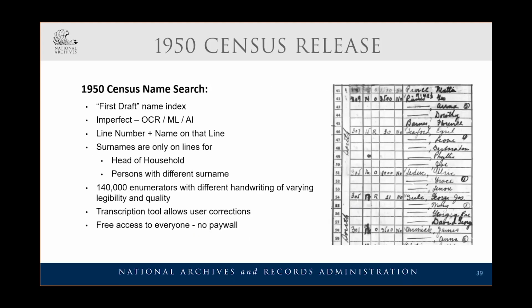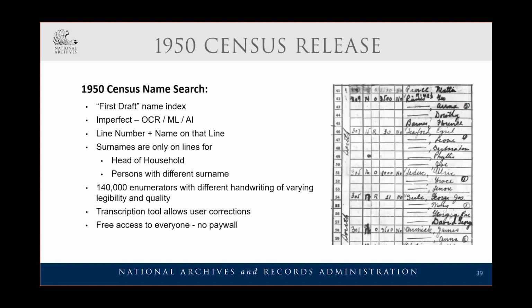The name index available on April 1st will be a first draft. Optical character recognition, machine learning, and artificial intelligence are wonderful technologies, but they cannot produce perfect results. The OCR scanning picks up the line number at the left and then the name on that line. In the first draft index, most people will be indexed only by first name.